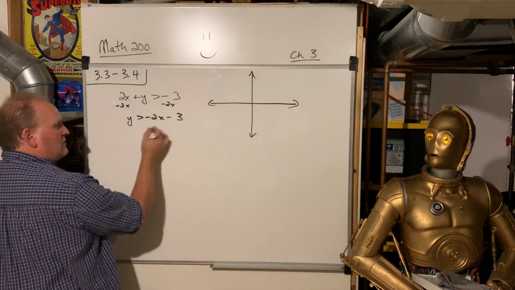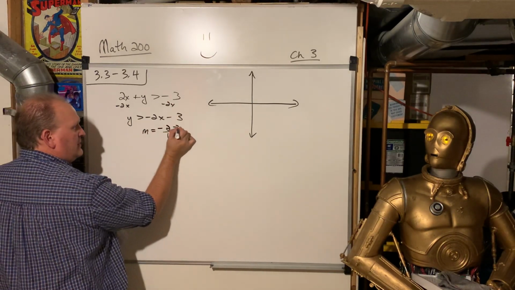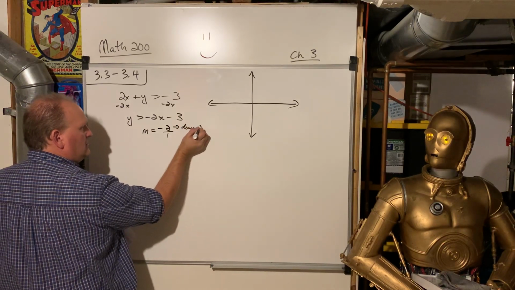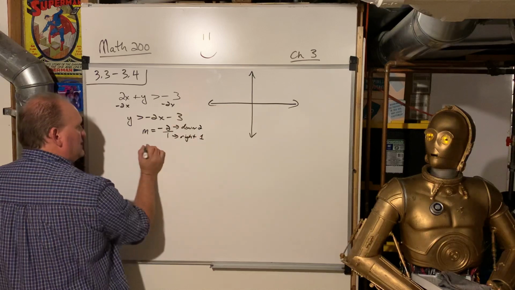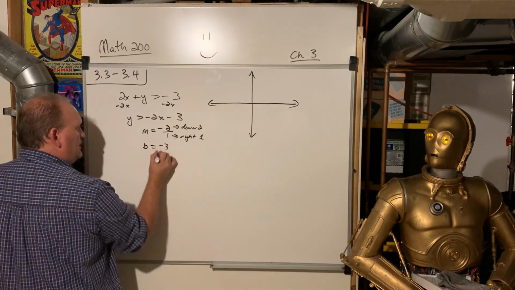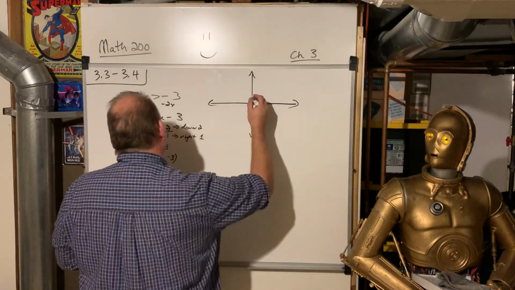Okay, let's grab the slope. The slope is the thing in front of the x. That's negative 2 over 1. That means down 2 and to the right 1. And my starting point is at 0, comma, negative 3. That's the y-intercept. So let's put that down.